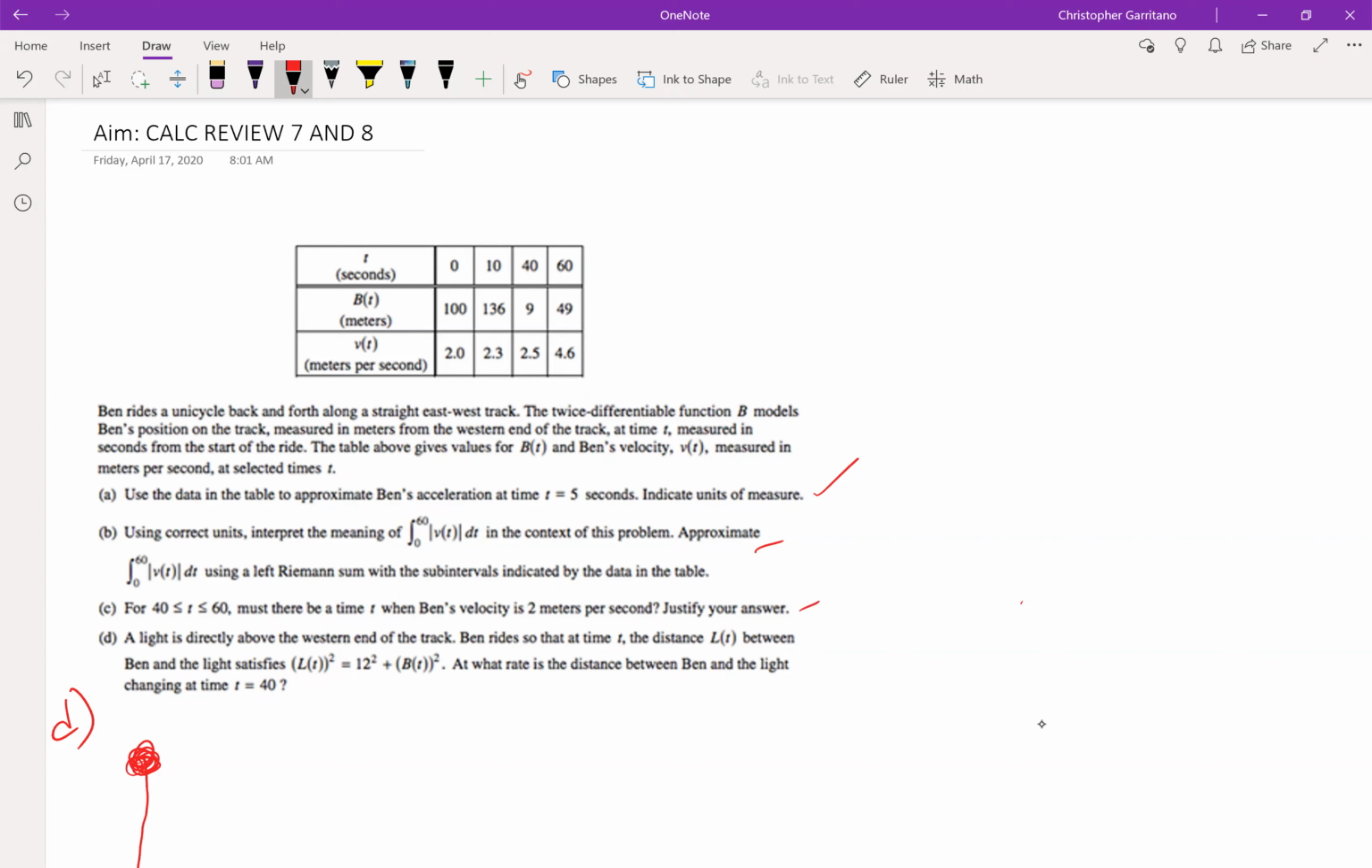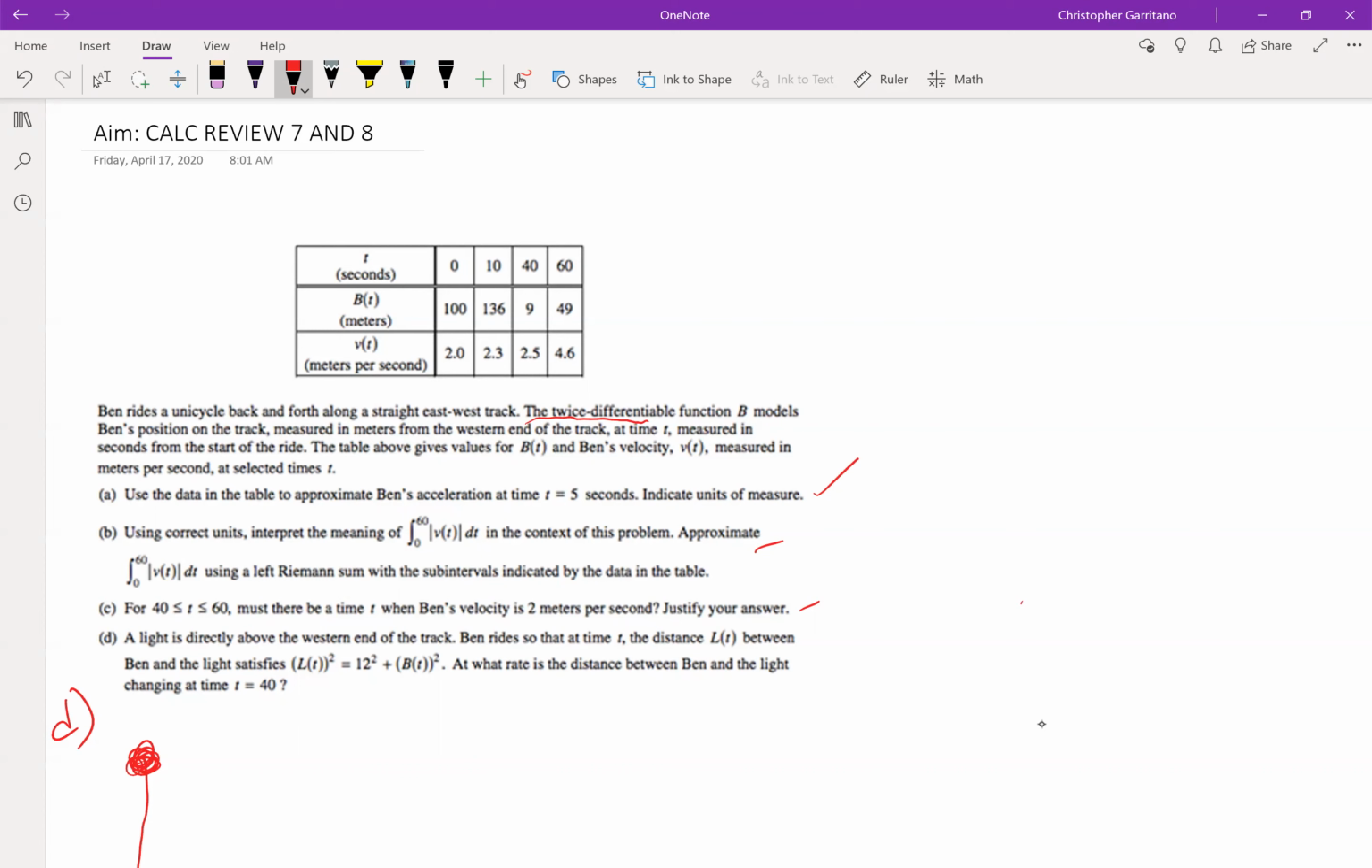Okay, so that's not an approximation, but it uses the information given in the table, plus the fact that the situation being modeled here is a person riding a unicycle back and forth, and you're told that the function is twice differentiable. So that, of course, is going to lend itself to either the mean value theorem or the intermediate value theorem. And so that appears in part C. And I'm happy to go over those problems if you request them in the future.